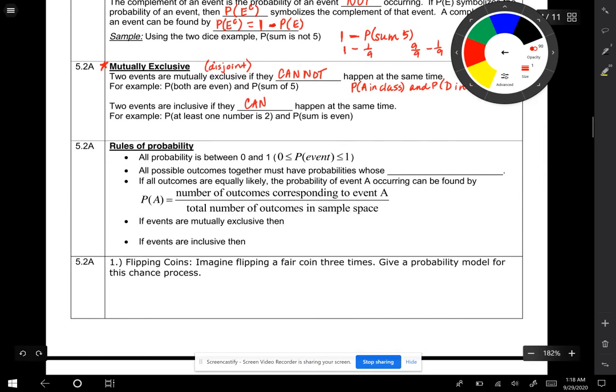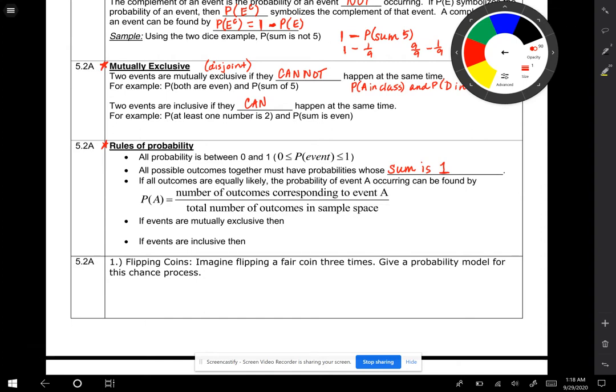For the rules of probability, all probability is between 0 and 1 inclusive, so greater than or equal to 0 and less than or equal to 1. All possible outcomes together must have probabilities whose sum is 1. The only time you can get away with the sum not being 1 is if there's some sort of rounding error, and we'll look at an example of that.